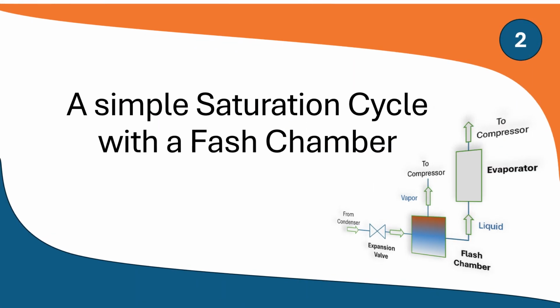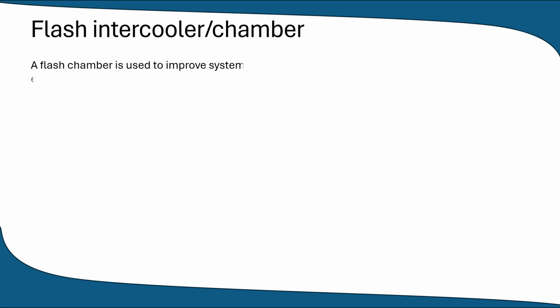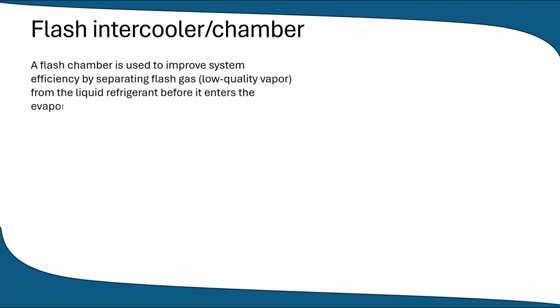Now, we explore the refrigeration system with a flash chamber. A flash chamber is used to improve system efficiency by separating flash gas, low-quality vapor, from the liquid refrigerant before it enters the evaporators. This ensures that only high-quality liquid reaches the evaporators.